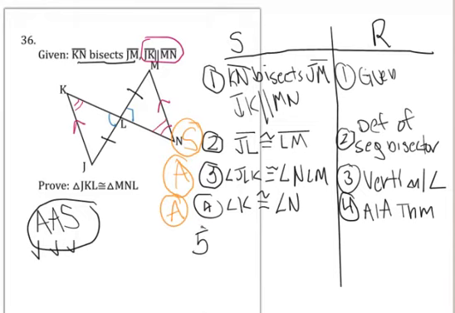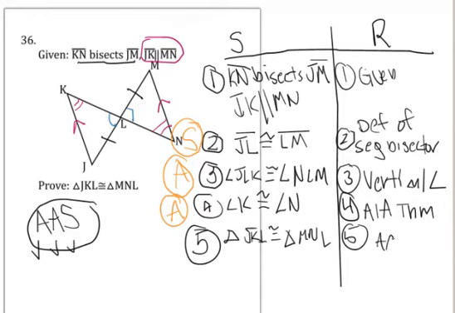Let's put our last statement. Our last statement is always our proof statement. So that's triangle JKL is congruent to triangle MNL. The reason we know this is because of angle, angle, side. So that's all we have to write. Let's take a look at another one.